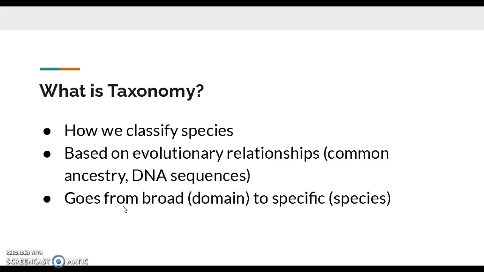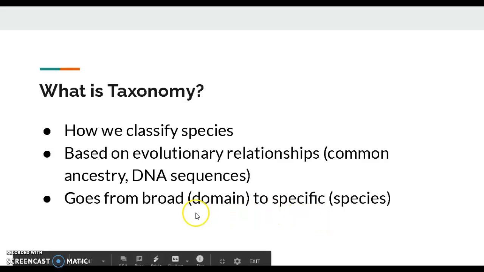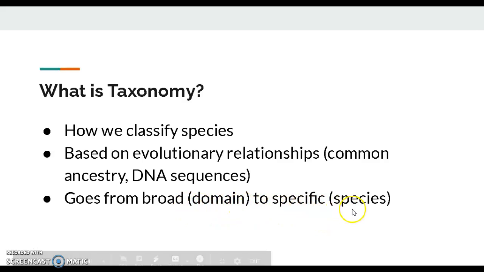Before we get into how to do the activity, we need to review a little bit about taxonomy. Taxonomy is how we classify species, and how we classify species is based on evolutionary relationships, such as common ancestry and DNA sequences. The system that we use to classify organisms goes from broad to specific, the broad being the domain and the specific being species.